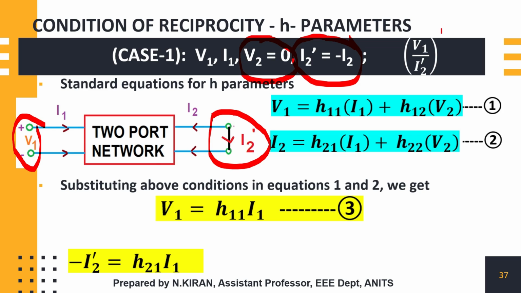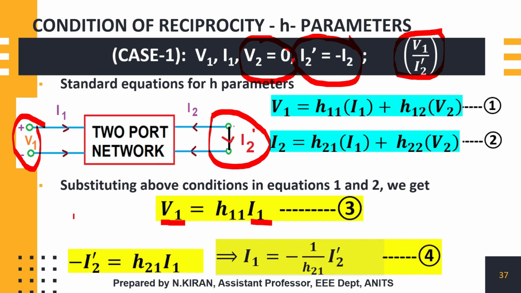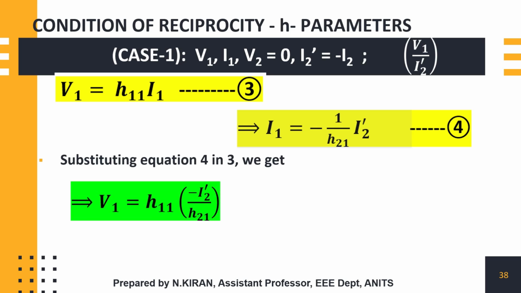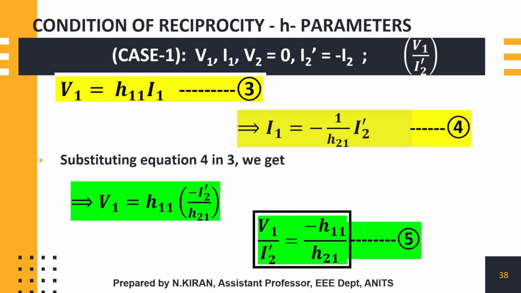My aim is now to find the ratio of V1 by I2 dash. So here in place of I1 I need I2 dash. Thereby, I can rewrite this equation to be I1 is equal to minus 1 by H21 into I2 dash. I'll consider that as the fourth equation. Now I'll substitute the fourth equation in the third equation. I'll get my required ratio V1 by I2 dash to be minus H11 by H21, considering it as equation 5.